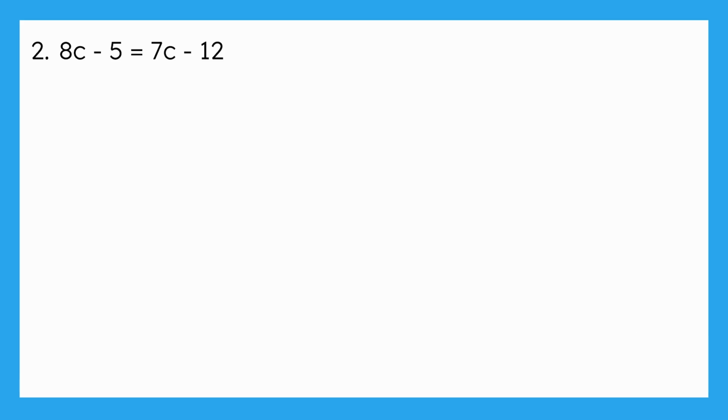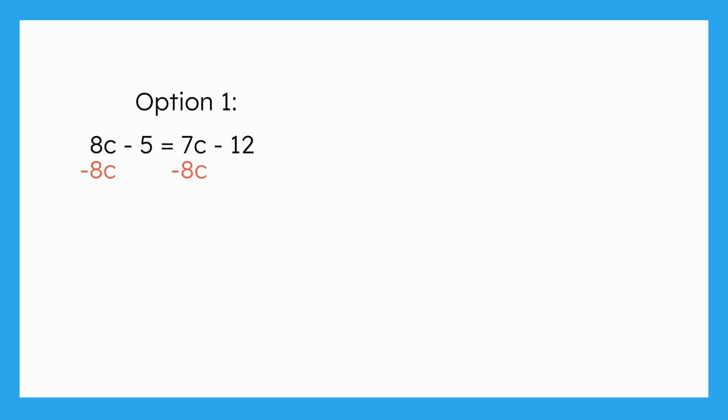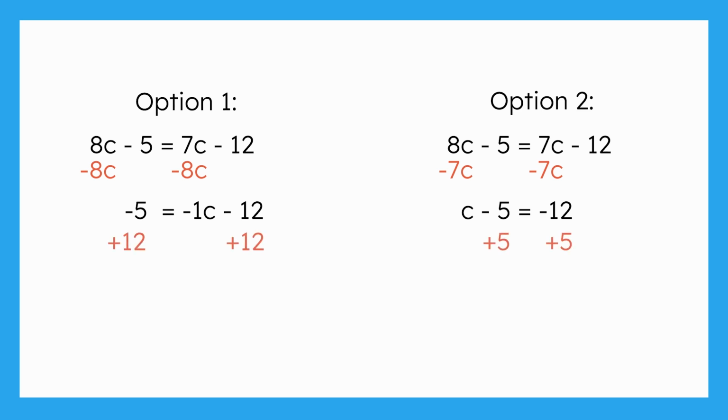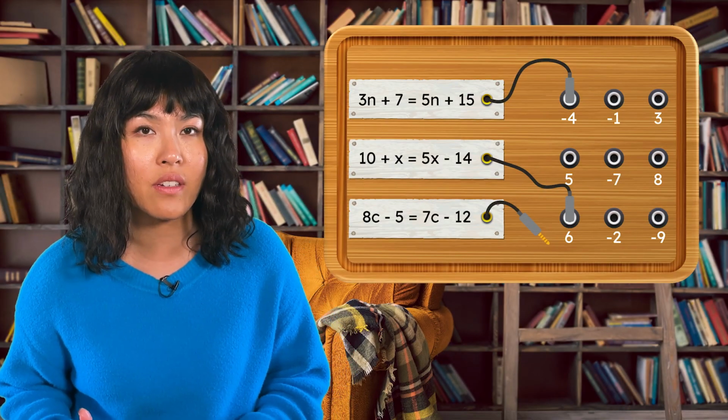We have two c terms and I need to cancel one of them. I can either subtract 8c from both sides, making negative 5 equals negative 1c minus 12. Or I can subtract 7c from both sides, making c minus 5 equals negative 12. If you got stuck trying to cancel one of the c terms, now is a great time to pause the video again and try to finish this on your own. No matter which approach you took, you can finish solving to get the same solution. C is negative 7. Let's just connect this last equation to negative 7.